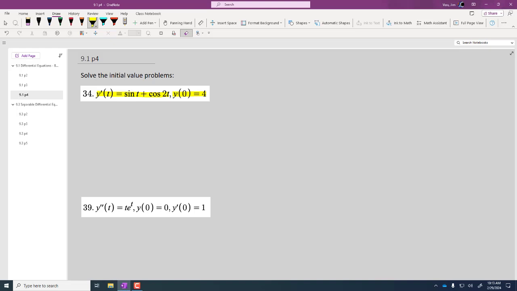y of 0 is 4, so there's the initial value. It's a little practice integrating.